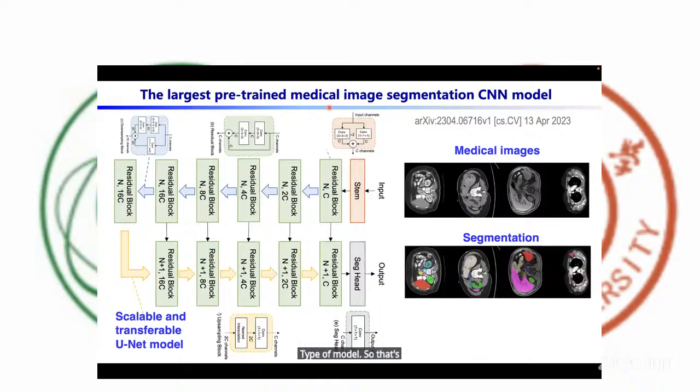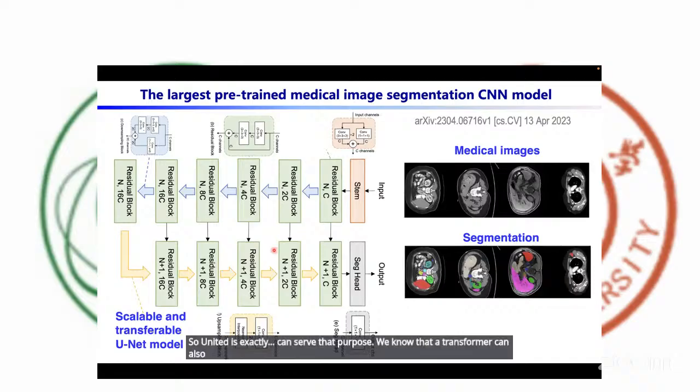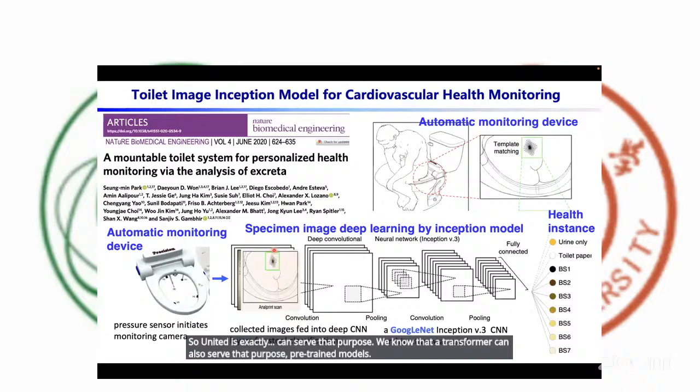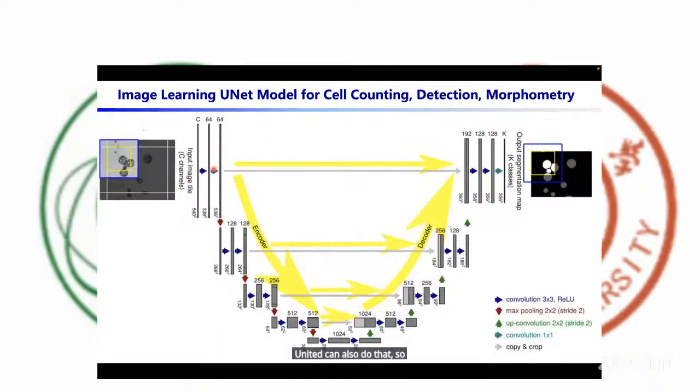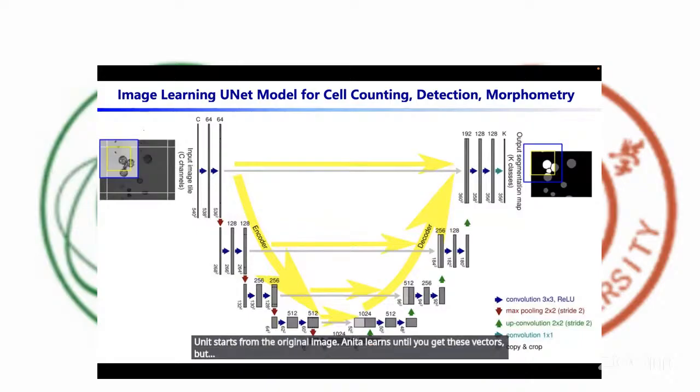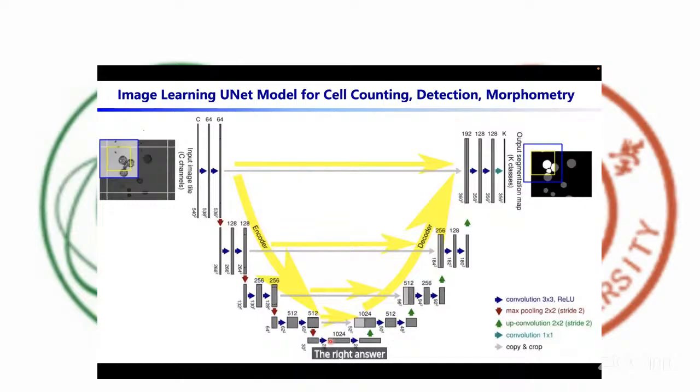That's why this paper is called pre-trained medical image. UNet can serve that purpose, just as a transformer can also serve as a pre-trained model. Remember that UNet starts from the original image and learns until you get these vectors. If you use that vector for prediction, you need the annotation, otherwise how do you know the right answer? But it can go along this route to regenerate the original image.